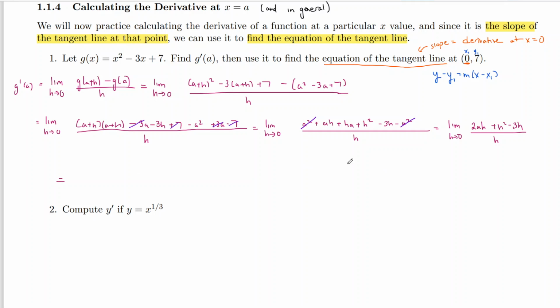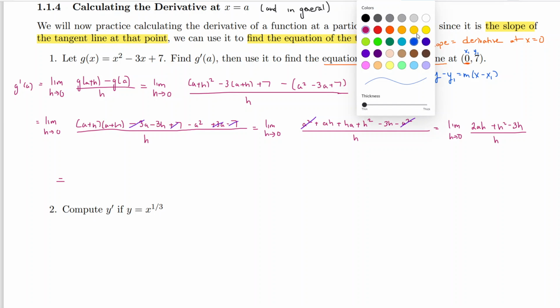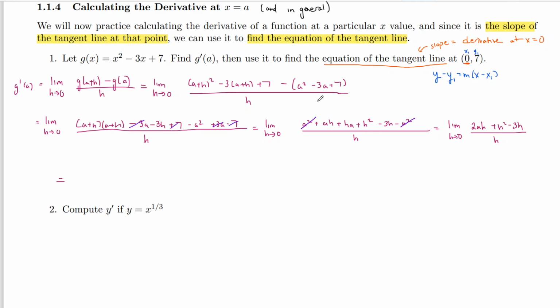Now, what do we want to do from here? We still haven't canceled anything from the top and bottom. We've canceled out a lot just on the top, but nothing from the top and bottom. If you plug in h as 0, you're still going to get 0 over 0. Well, at this point, there's not really anything obvious to do. There's nothing to multiply out. There's nothing to distribute. But we do have an h in common everywhere in the top. And if we factor that out, that'll help us. So let's factor an h out.